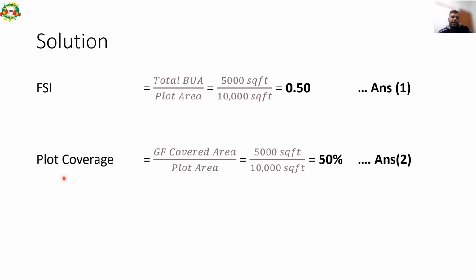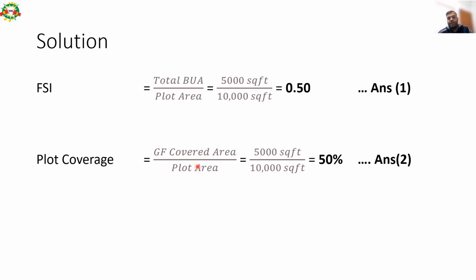And what is plot coverage? It is ground floor covered area. In case of FSI we take total built up area, ground, first, second, but here in this case only ground floor construction is there. That is why ground floor coverage and total built up area both are the same. However, for plot coverage we have to consider built up area of the ground floor only. There is a difference between these two factors.